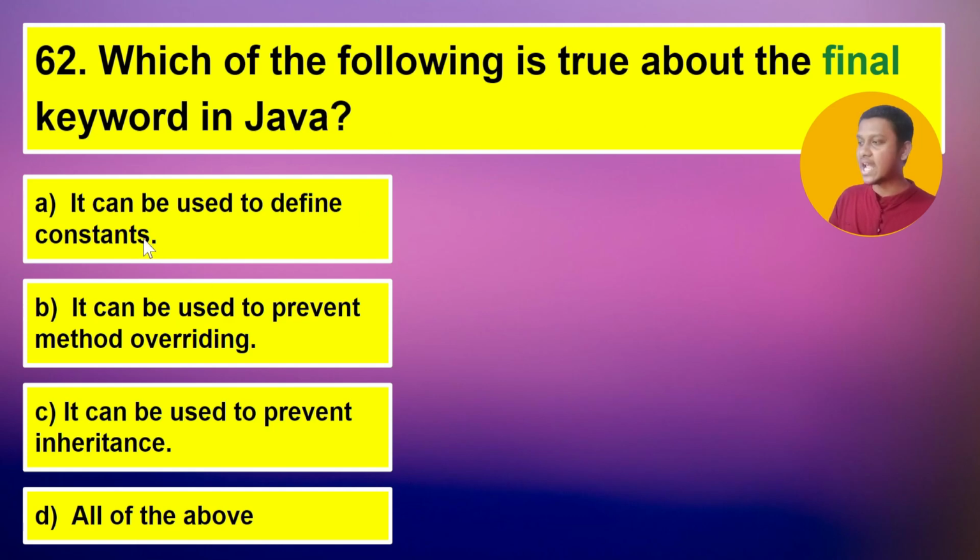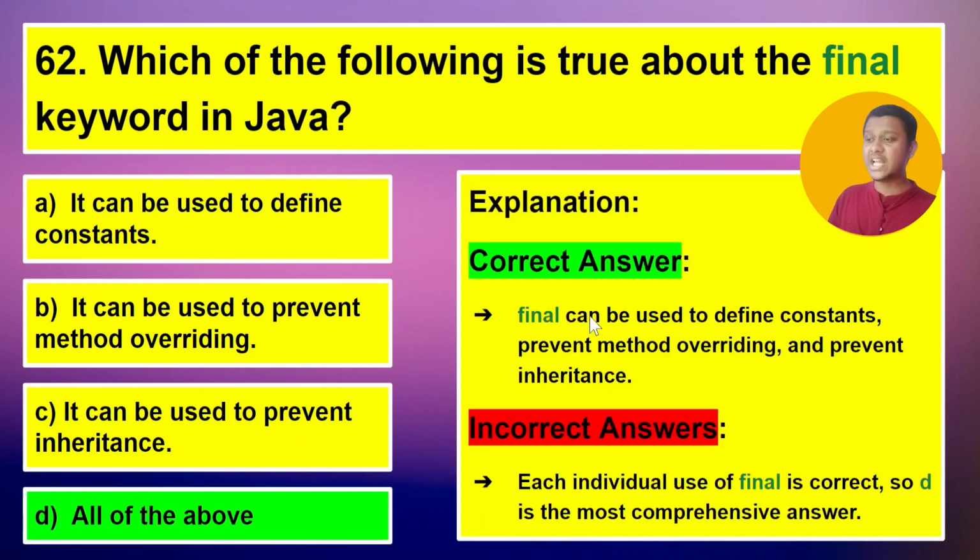So our next question here is, which of the following is true about the final keyword in Java? It can be used to define constants. It can be used to prevent method overriding. It can be used to prevent inheritance, and all of the above. So here the correct answer will be all of the above. So final can be used to define constants, prevent method overriding, and prevent inheritance.